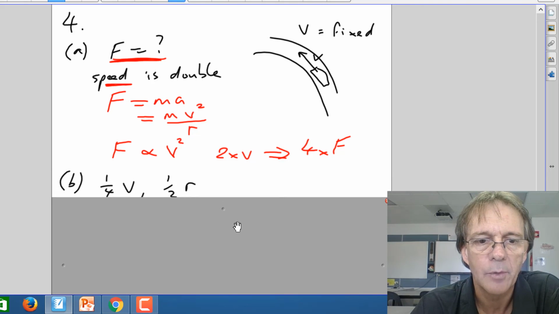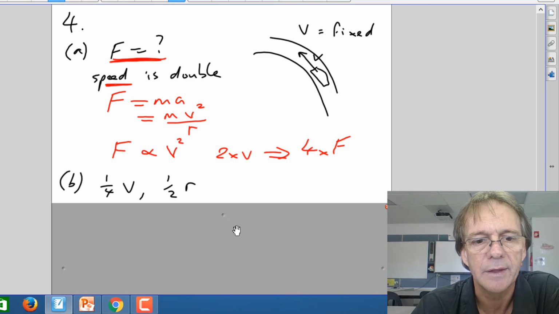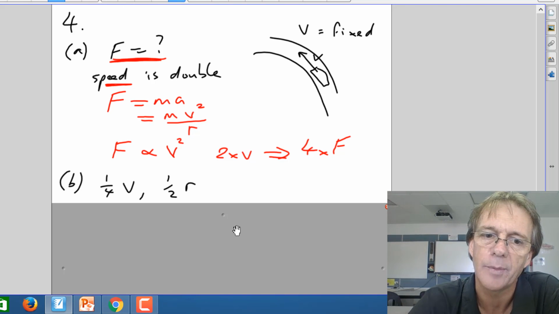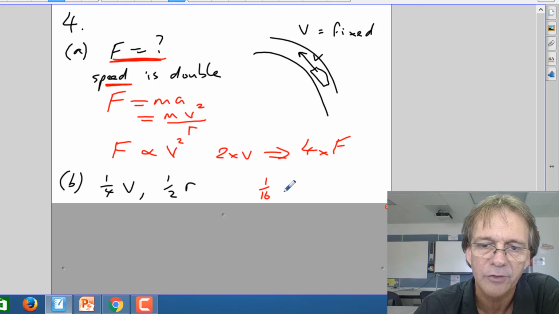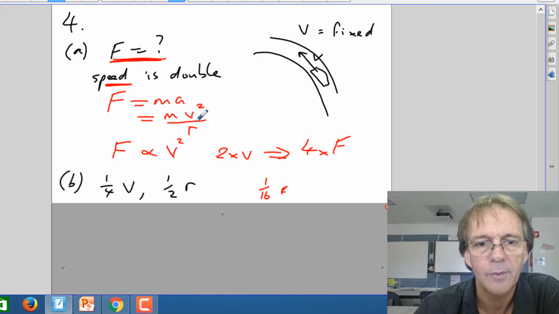There are other questions you could be asked there. What would happen if you had a quarter of the velocity and half the radius? So that's a bit more complicated. On account of the velocity, if you quartered the velocity and square that, you will get only a 16th of the original force based on that square factor. But you've got to remember, you're now halving the radius. And if you make the radius smaller here, F is inversely proportional to r.